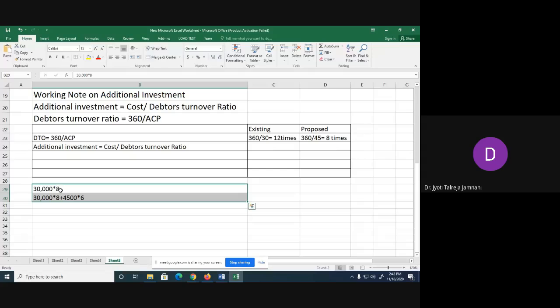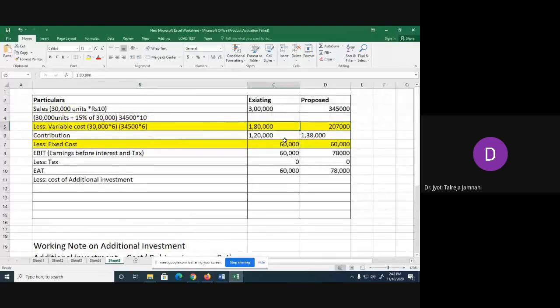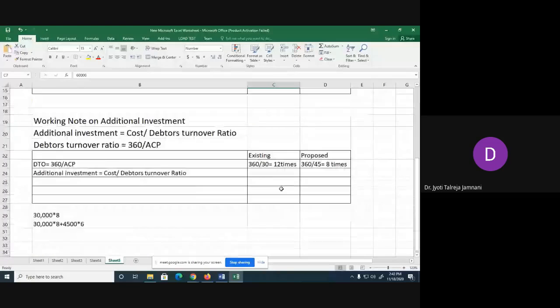So you want me to show it this way, or you just simply want to add the variable cost and fixed cost? All of you want to add the variable and fixed, right? Yes, ma'am. Okay, so let's do it in that way.